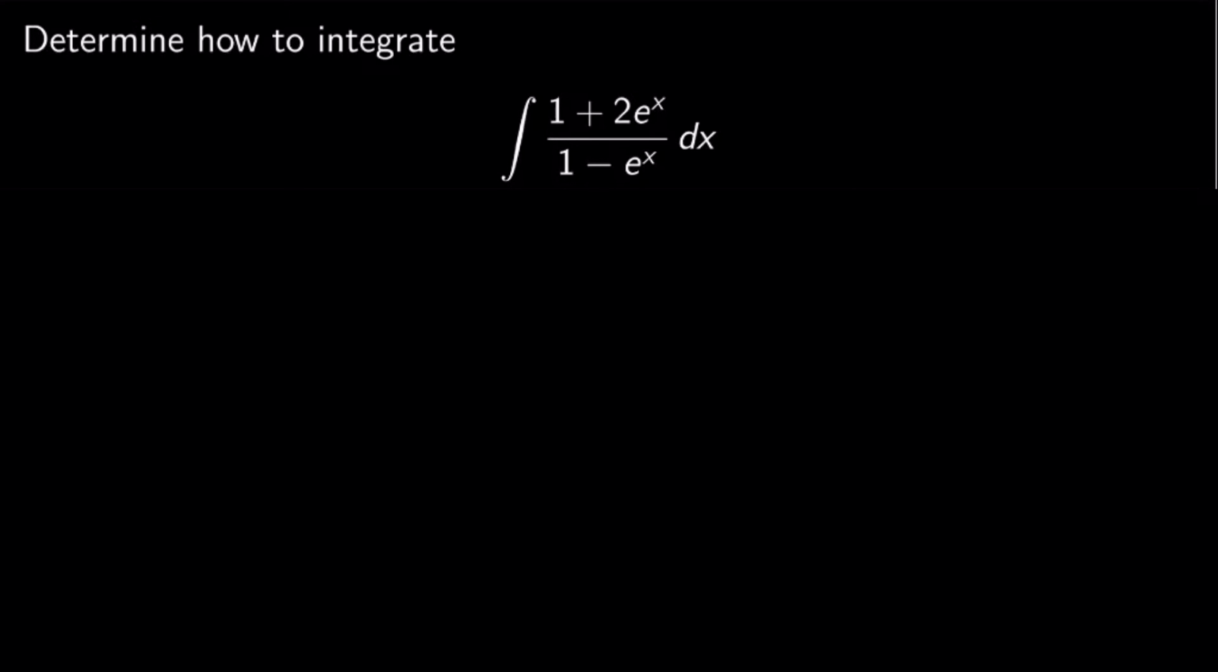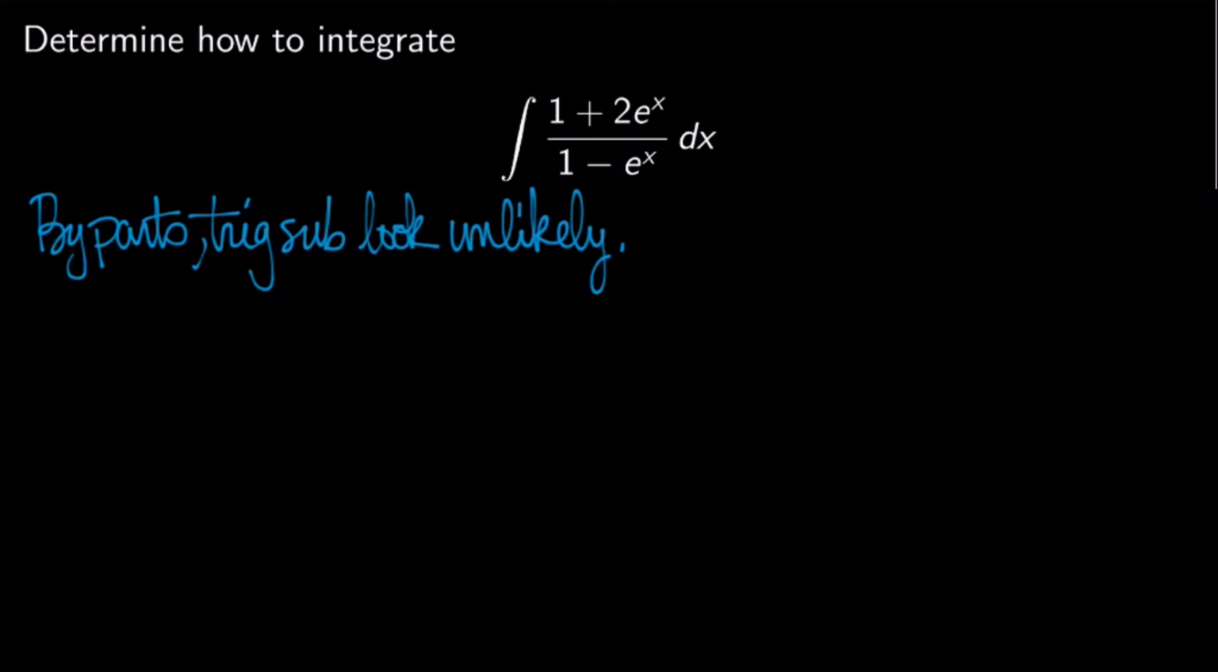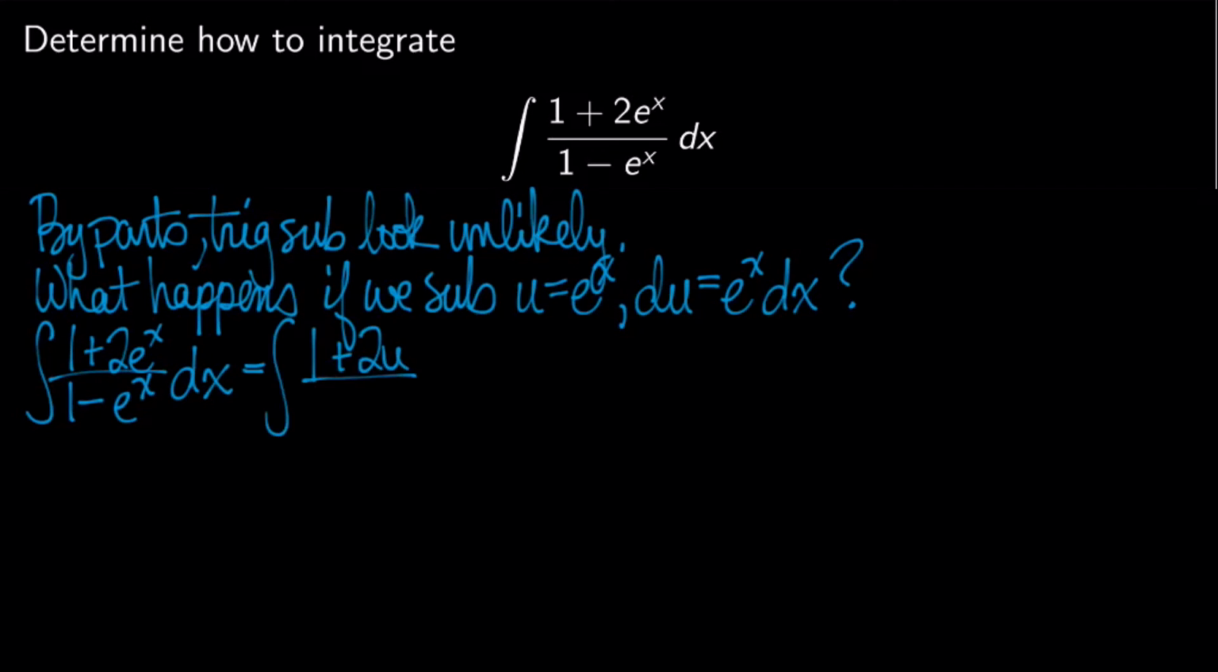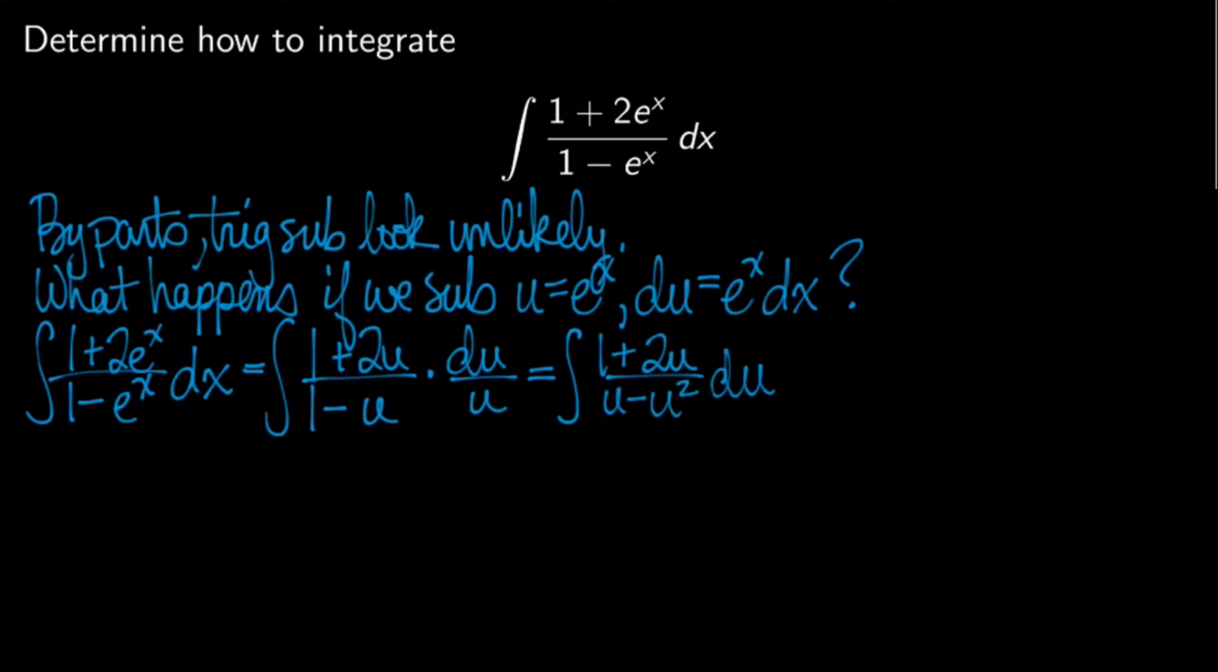Now on this guy, another ugly integral with just e to the x's. I guess by parts doesn't look like it's going to work, trig sub doesn't look like it's going to work. And so once again, I think I'm going to try to substitute u equals e to the x so that du equals e to the x dx. And in this case, once I make that substitution, I'm going to get 1 plus 2u on top, and I'll have 1 minus u on the bottom. And then I have du over u in place of dx, right? I can solve for dx and make that substitution.